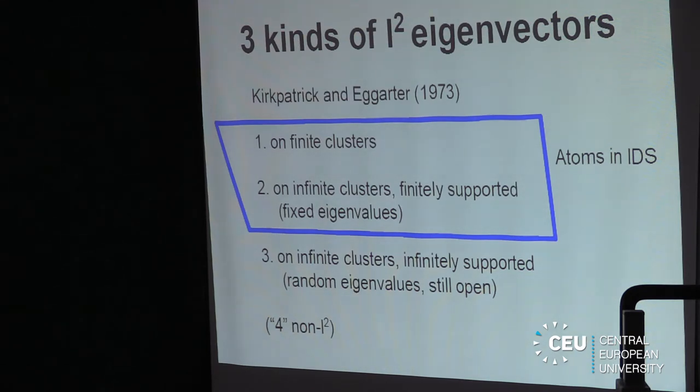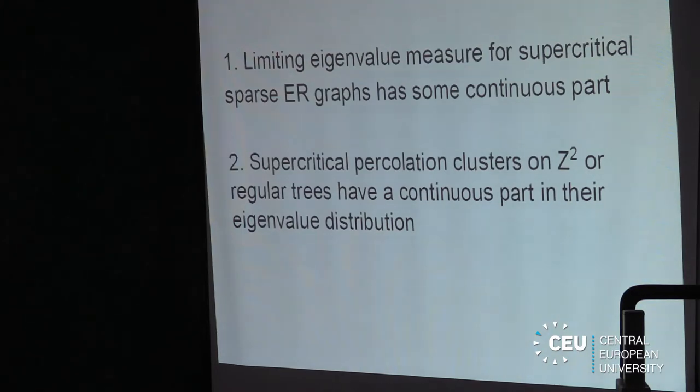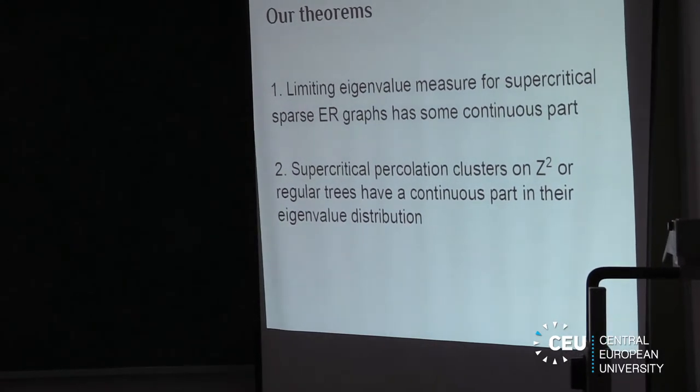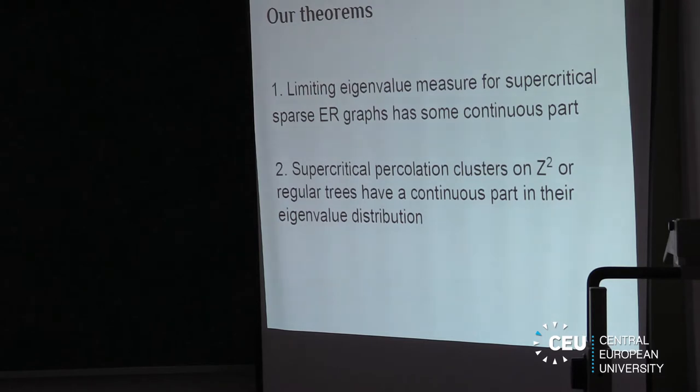So what we set out to prove is that in these measures there is actually some continuous part. It's not just atoms; there is a little bit more than atoms. Here are two theorems that I want to mention. The second one is about Z squared. If you have percolation on Z squared or an infinite regular tree, and it's supercritical, which means that there exist infinite clusters, then in the eigenvalue distribution, or in this expected spectral measure, there is some continuous part. That's the theorem. And then there is another theorem which is about Erdős Rényi graphs.